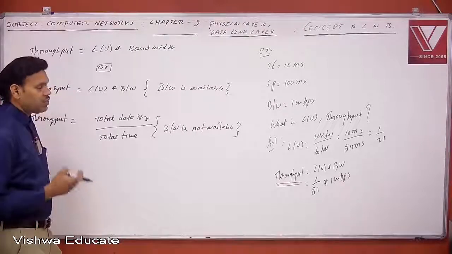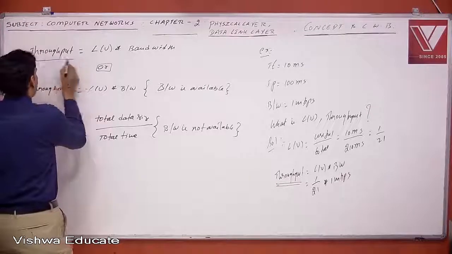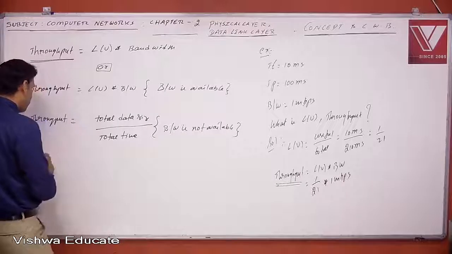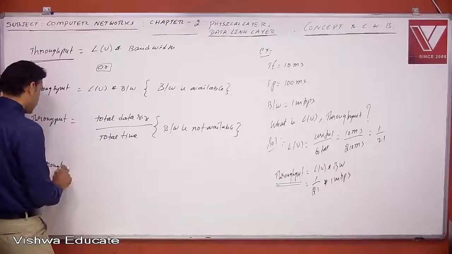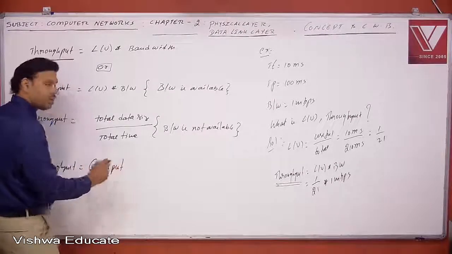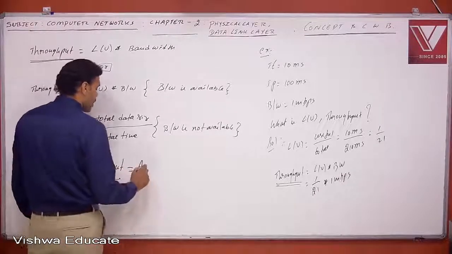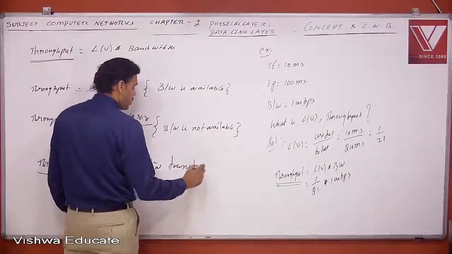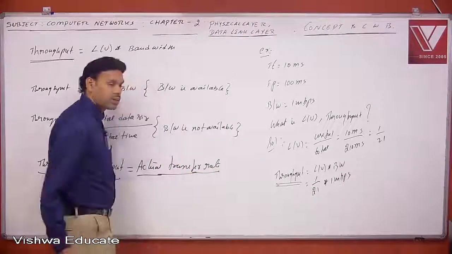Now after this we will learn one more important parameter like throughput. Sometimes throughput is also known as goodput. Understand? So both are the same. And one more, actual transfer rate is also known as throughput only. Okay, let's copy this.